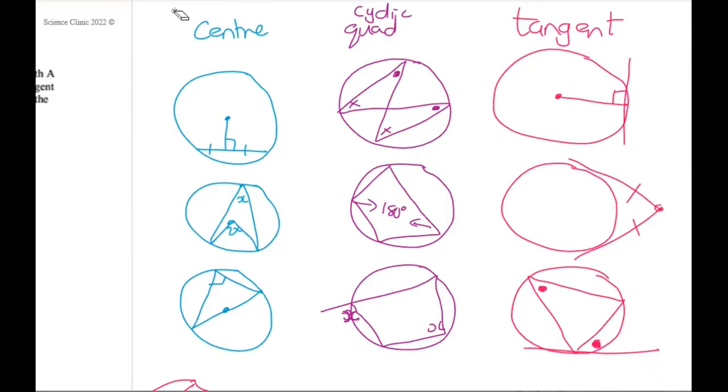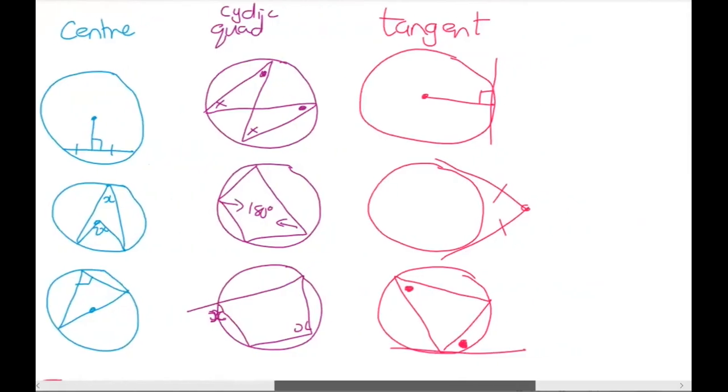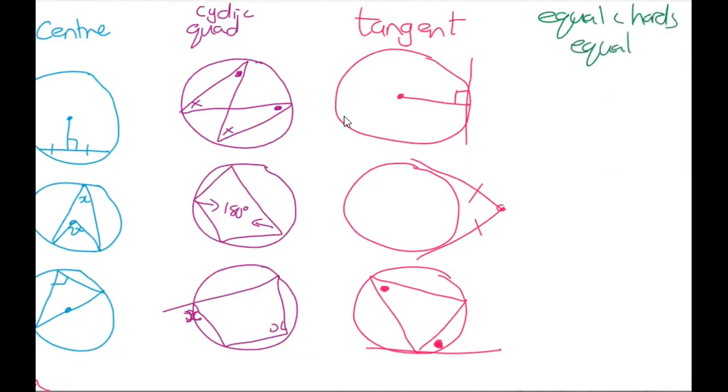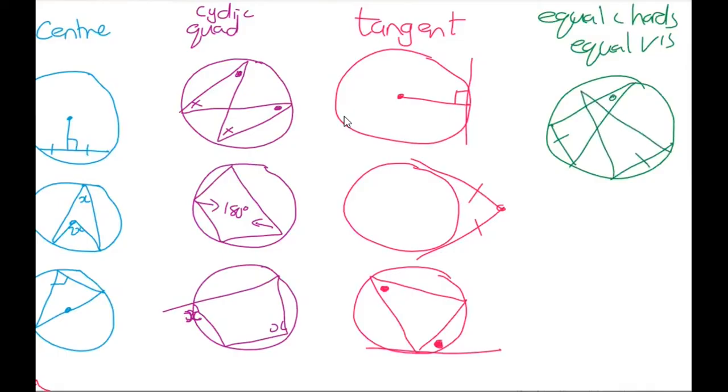And then the last one that does sort of sit on its own is if we've got equal chords, then we've got equal angles, and that does sometimes come up. So I'm just going to put here on its own, equal chords, equal angles. So if we've got two different equal chords, they're going to create equal angles at the circumference. Sorry, they're very rough sketches.